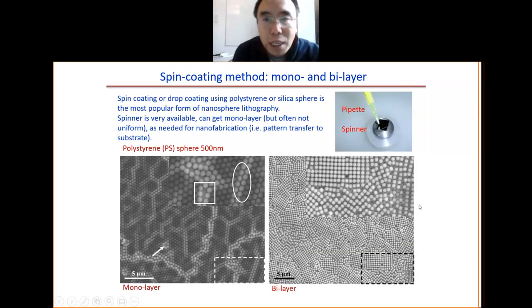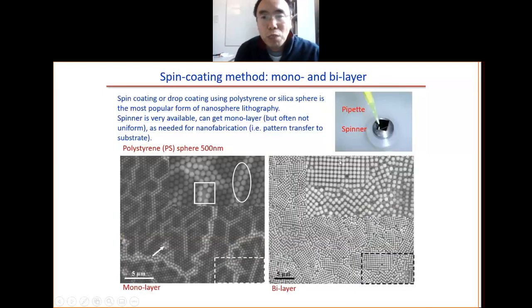Obviously, the easiest way to do the self-assembly is to use spin coating or drop coating. You put a drop of the nanosphere solution and do the spin coating. By chance, you can form this monolayer, but this is not so easy to control. Here you have the monolayer, but you can see some places have voids, with no spheres. And some places there can be a bilayer, a double layer. This is not so well controlled.